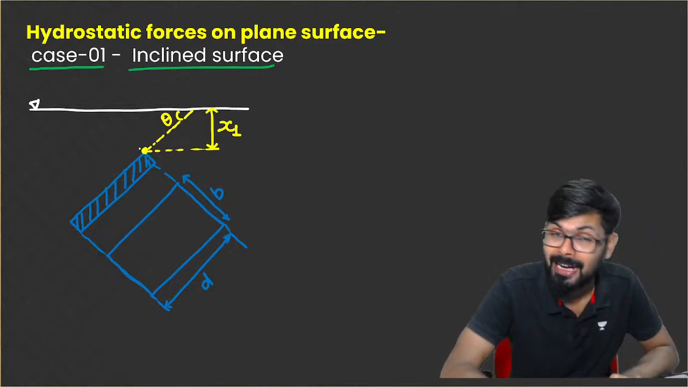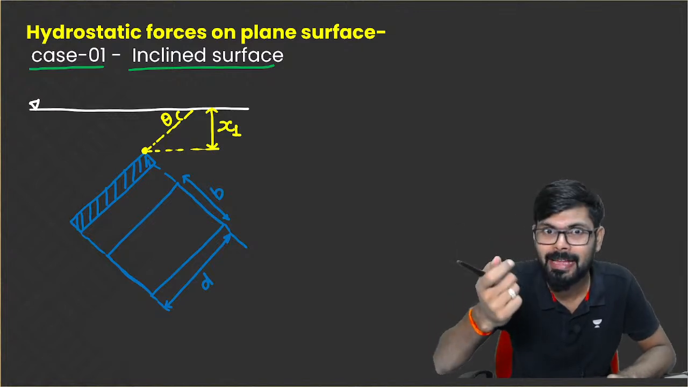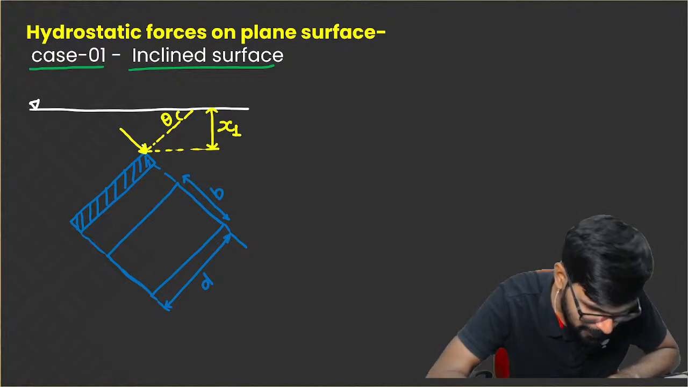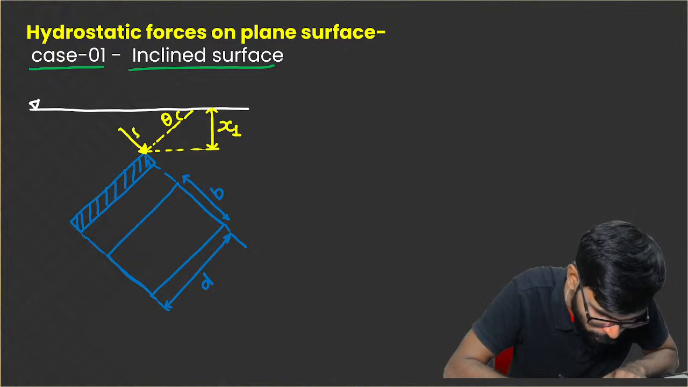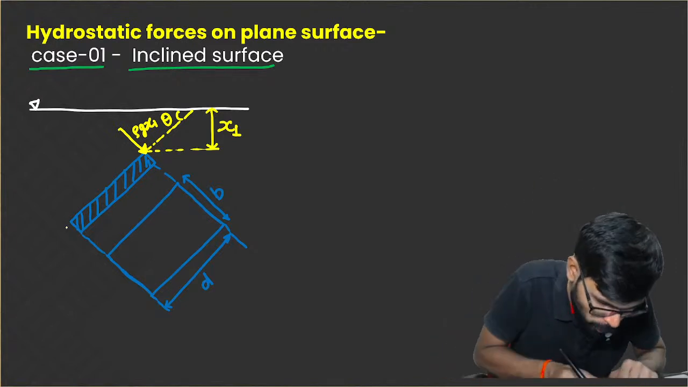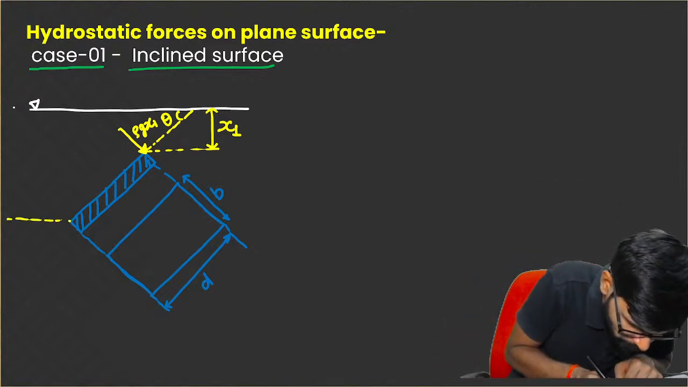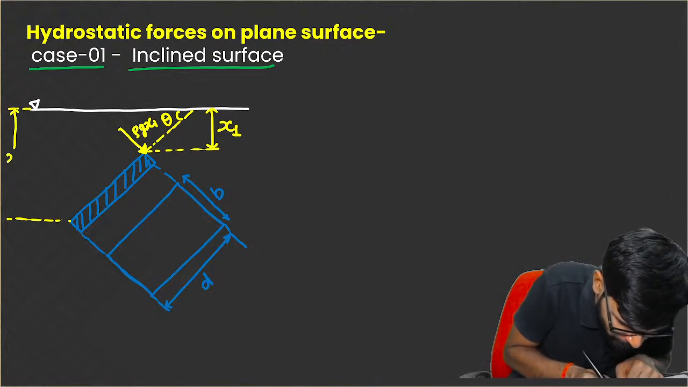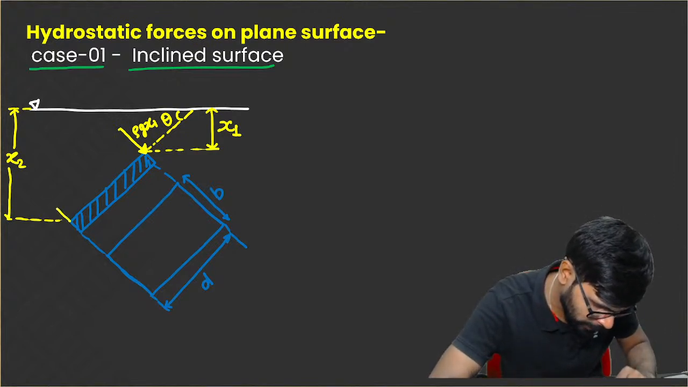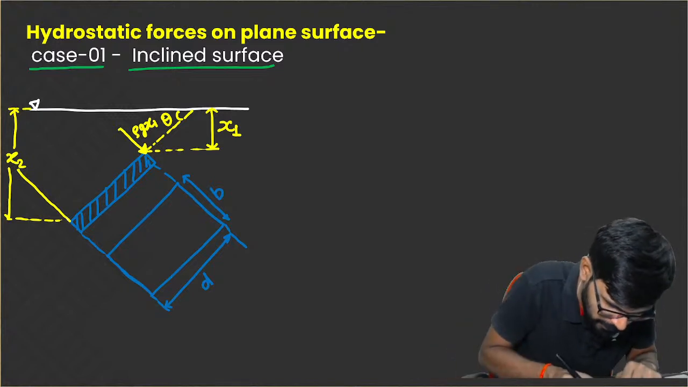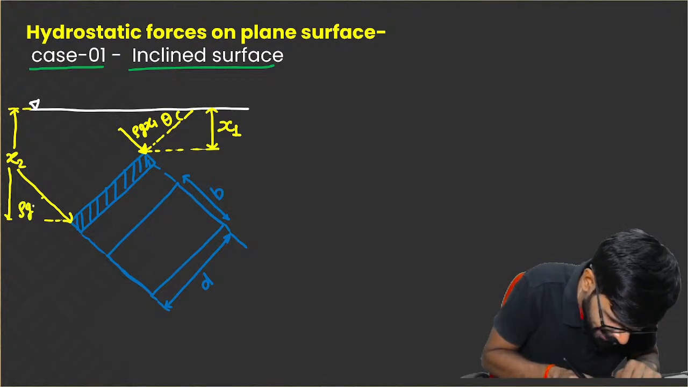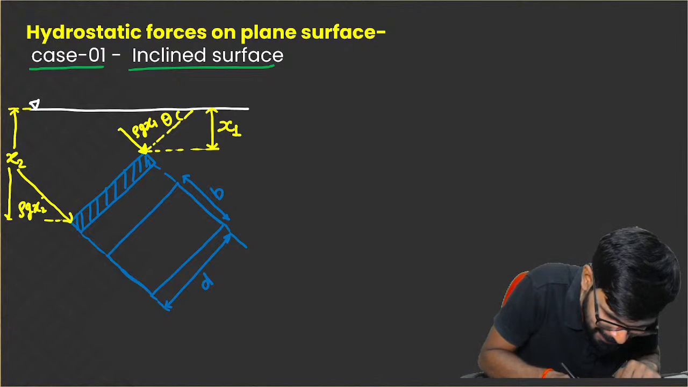Okay, so I will draw, and that is going to be transmitted in all directions. Obviously in this direction also, we are interested in the normal direction here, right? This value is rho g x1, that is a pressure. Now suppose this height is X2. Tell me, is X2 more or X1 more? Very simple. So now if you draw, then you will get to know that this is rho g X2.